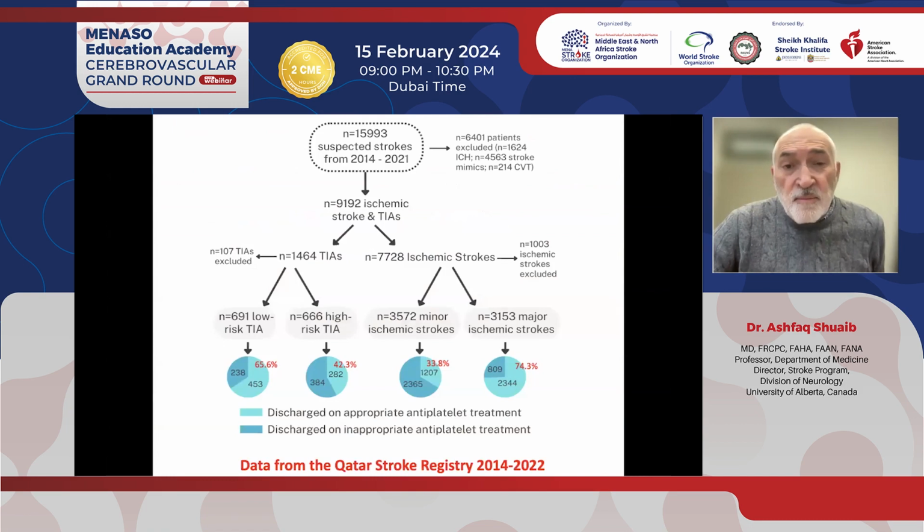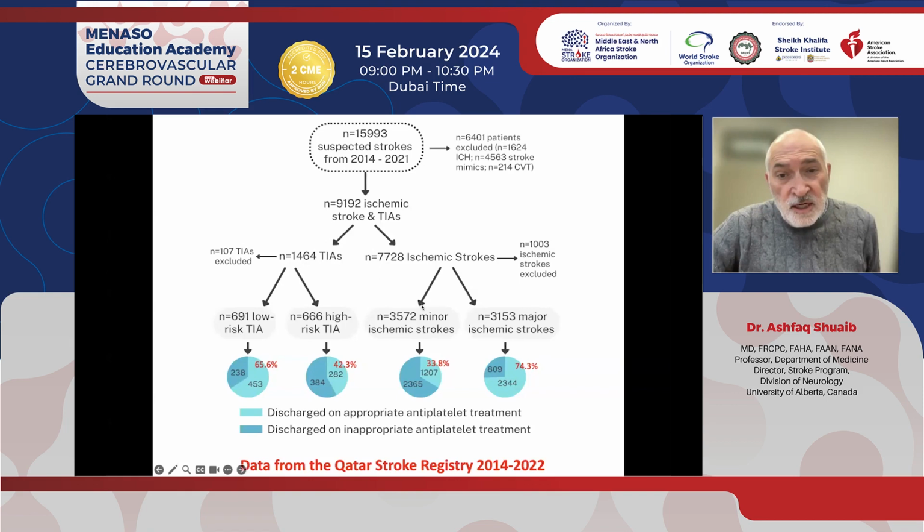What about Middle East data from Qatar? This is real data. This is registry data. And this is very important data. So we looked at this and we published it October last year. From between 2014 and 2021, almost 16,000 patients. So we looked at patients in 2 categories: TIA patients, almost 1,500, and stroke patients, very large numbers, 7,700.